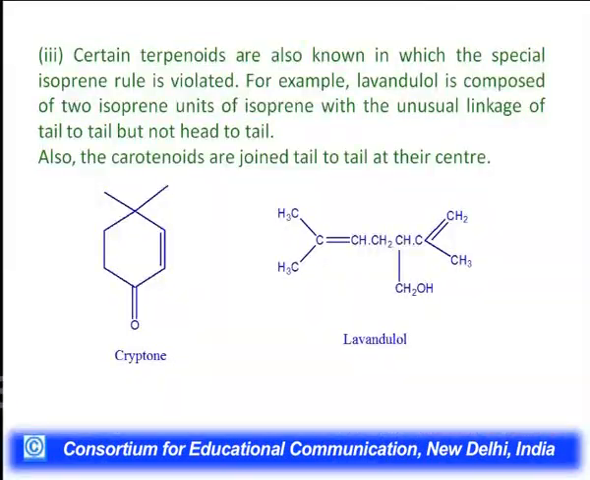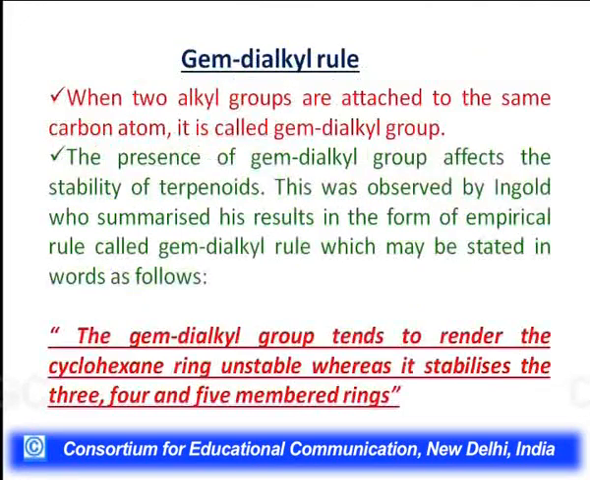Also, the carotenoids, which are unsaturated hydrocarbons, are joined tail to tail at their centers. Here we have shown you 2 examples. One is the carotenoid, where again there is a tail to tail arrangement, and in lavandulol, this is the branching part, which is the head, and this is the tail part of this isoprene unit, and this is another isoprene unit which is joined in a tail to tail pattern. So this is again a departure from the special isoprene rule.